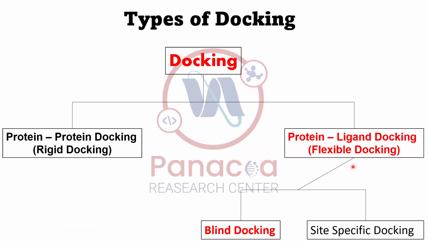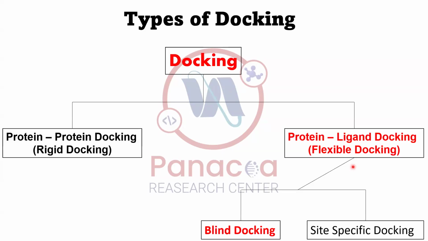Next, types of molecular docking. There are lots of types of molecular docking, but I mention only two types: protein-protein docking and protein-ligand docking. In the case of protein-protein docking, we will not focus on it. We will focus on protein-ligand docking. In protein-ligand docking, there are two ways of performing docking. First of all, blind docking, and second, site-specific docking.